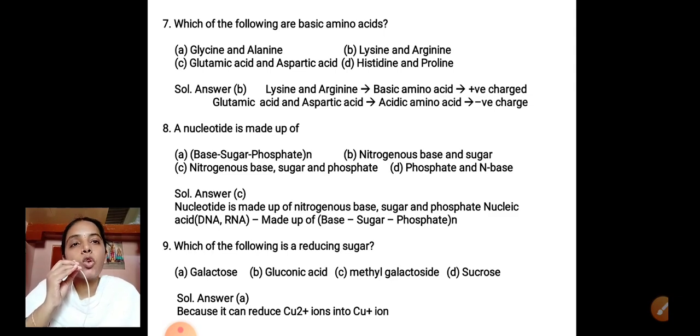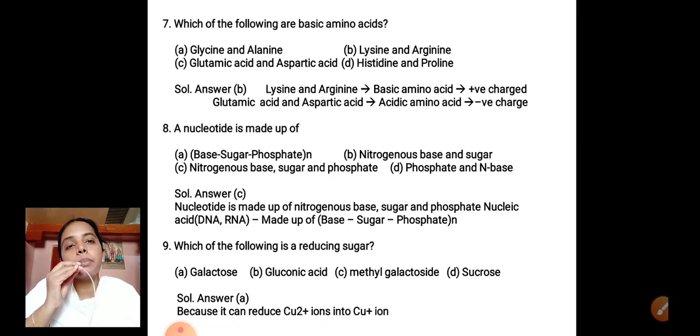So which of the following are the basic amino acids? The given options: glycine and alanine, lysine and arginine, glutamic acid and aspartic acid, histidine and proline. Here lysine and arginine are the basic amino acids, they are positively charged. Glutamic acid and aspartic acid are acidic amino acids, they are negatively charged. So the correct option for this is B, that is lysine and arginine.